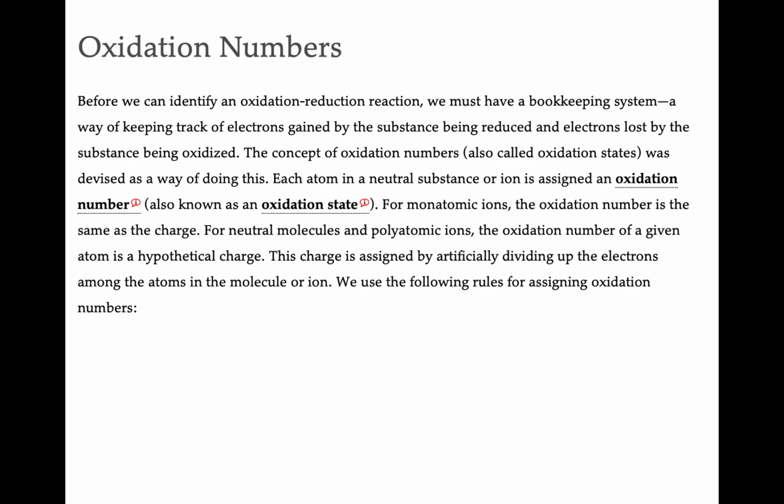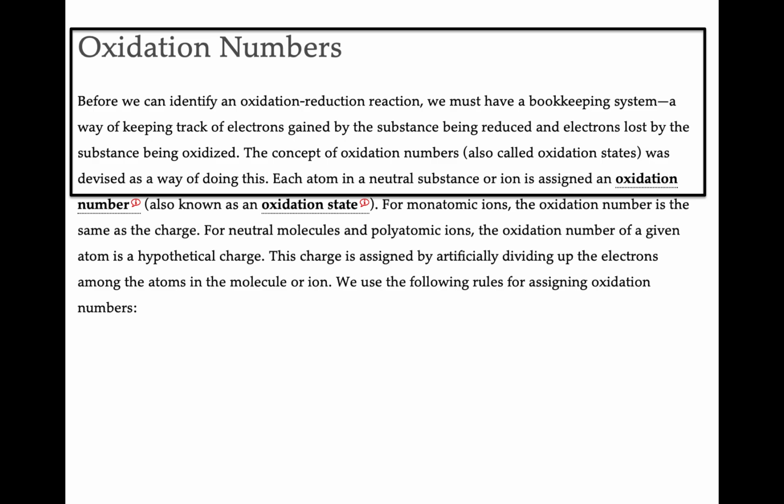Here's a description of oxidation numbers in the textbook. The overview is the same point that I was trying to make. Before we can identify an oxidation-reduction reaction, we need to have a bookkeeping system, a way of keeping track of electrons that are gained by the substance being reduced and electrons being lost by the substance being oxidized. That's what oxidation numbers are used for. Second thing to point out is we assign oxidation numbers for every atom. We don't have oxidation numbers for a particular compound. We can assign oxidation numbers for every single atom that we find within the reaction.